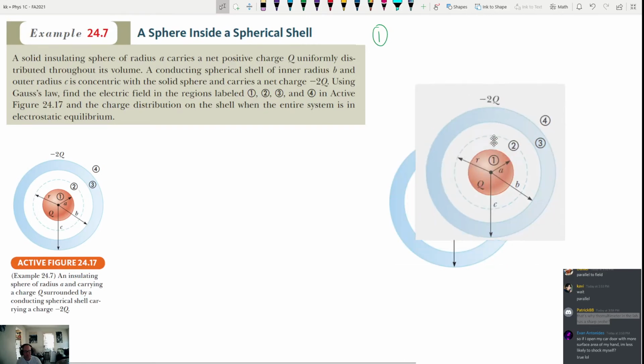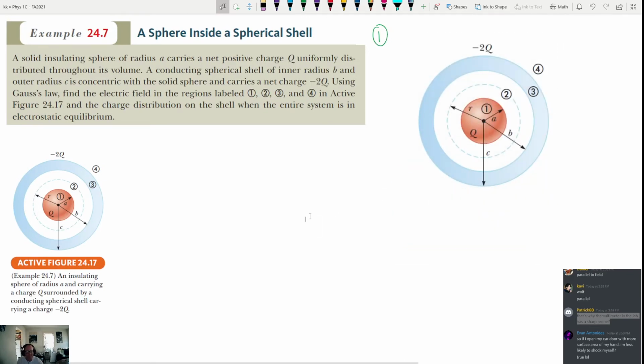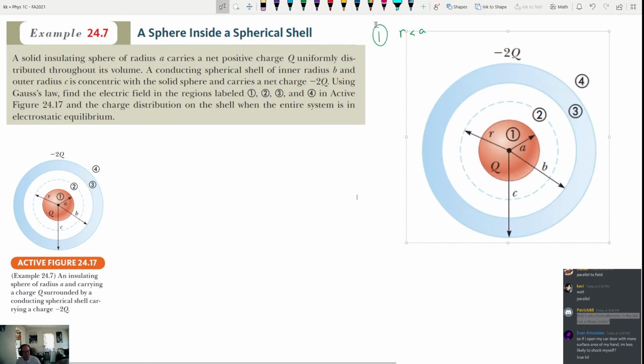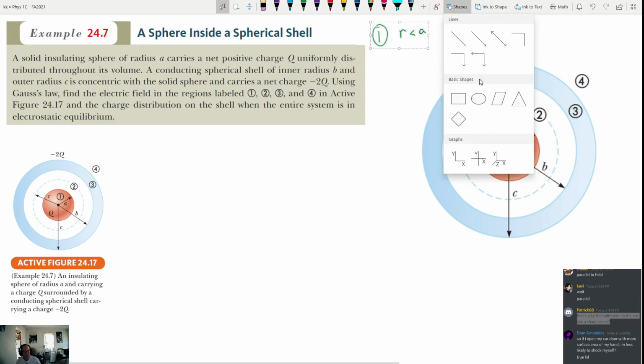Okay, so for part 1, we're going to be finding the electric field for the region of R less than A. In order to do that, we need to draw a Gaussian surface inside, right? So if I want to find the electric field at a region less than A, I've got to put a Gaussian surface inside of there.